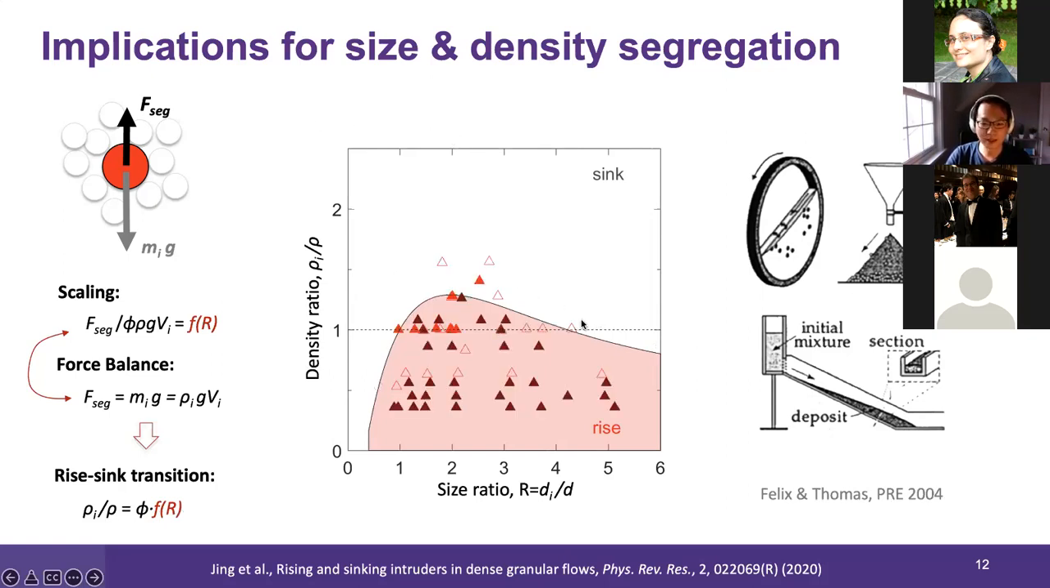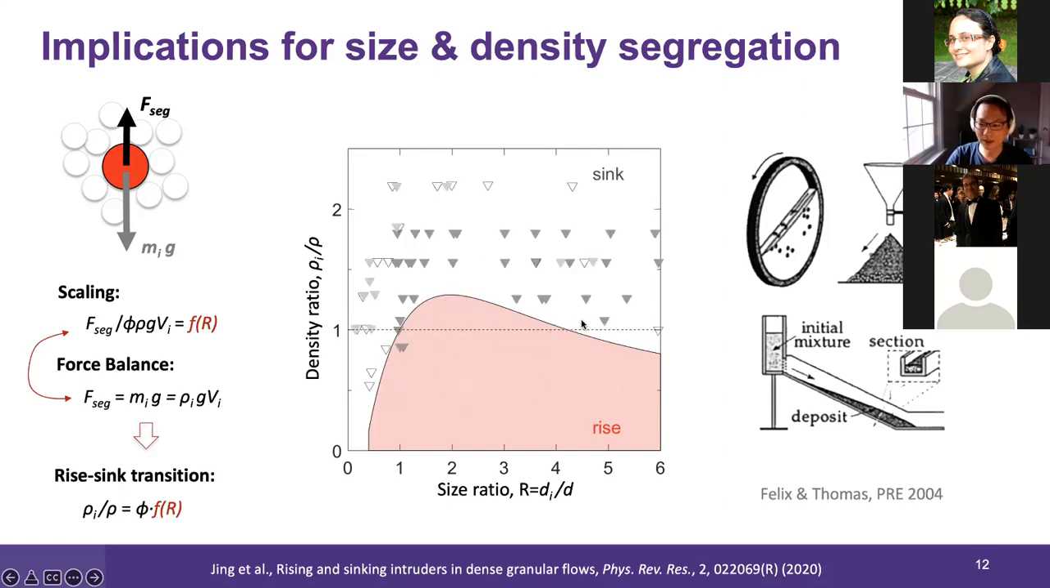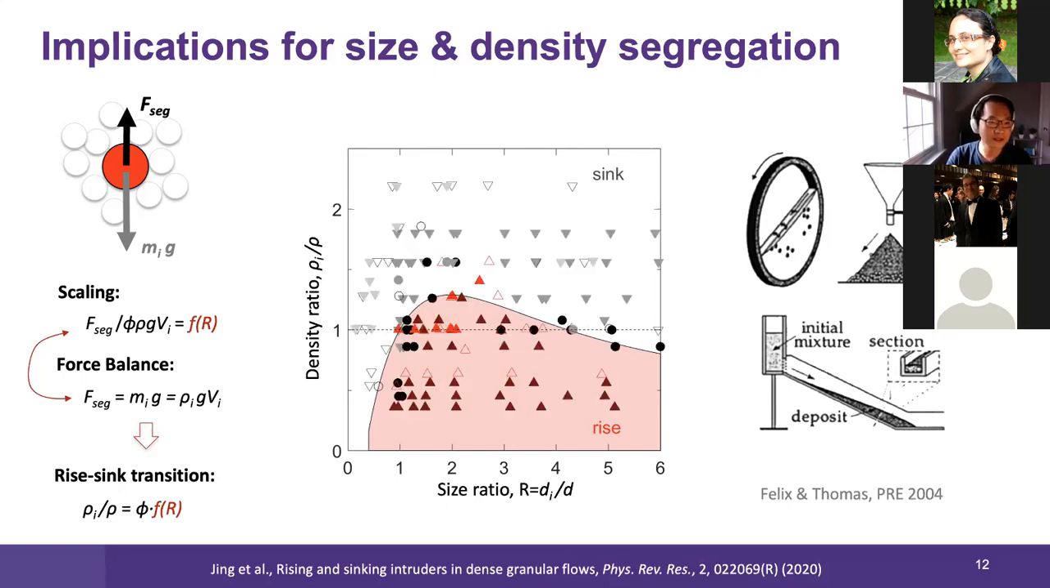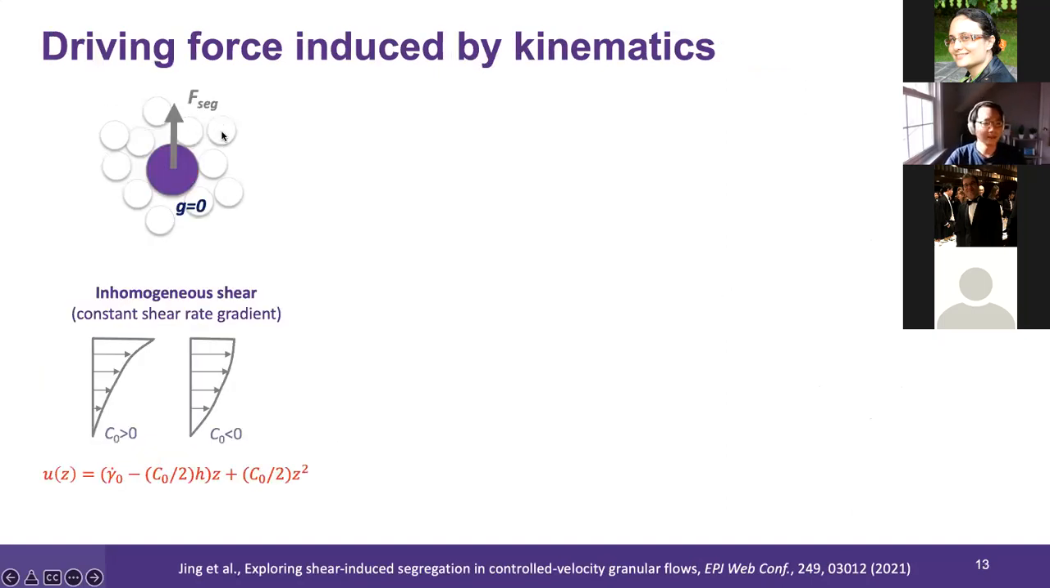And this is where the large particles rise, and this is where they sink. So we think this simple force balance between the buoyancy-like segregation force and the weight of the intruder can explain the combined size and density segregation. So next, I'm moving to the driving force, that segregation force induced by the shear gradient.